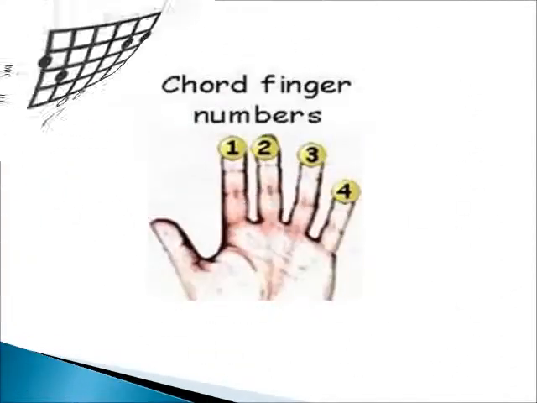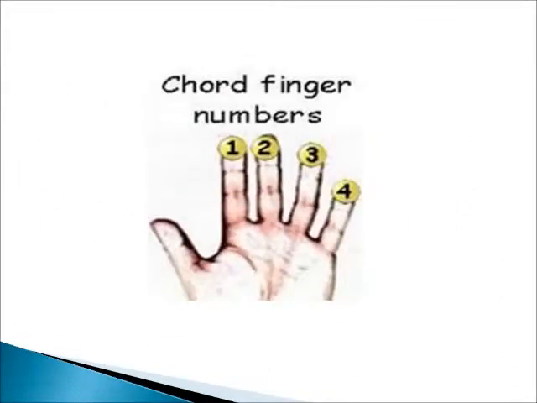It's important to know which fingers need to play which strings. Therefore, we give your fingers an assigned number. Your pointer finger is numbered 1, your middle finger is number 2, your third finger is number 3, and your smallest, your pinky finger, is finger number 4. And we'll see how that plays into the next slide and which fingers need to be put where to play which string.